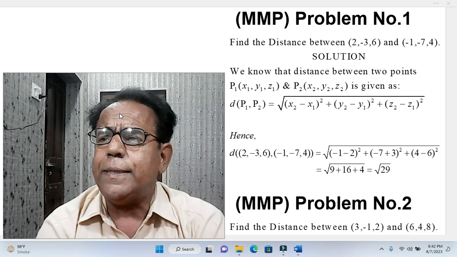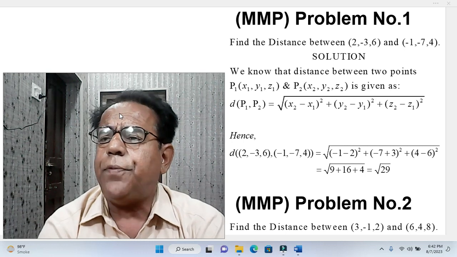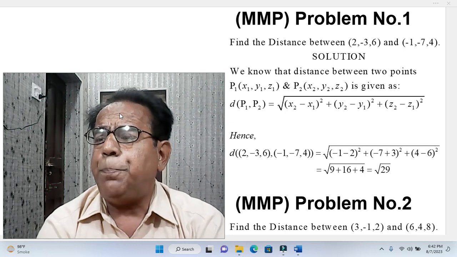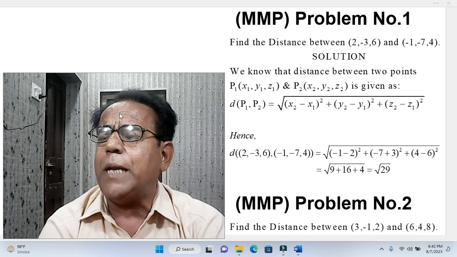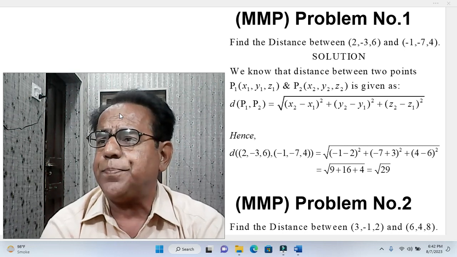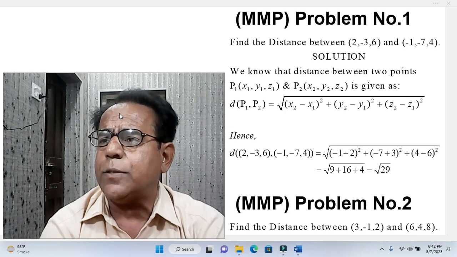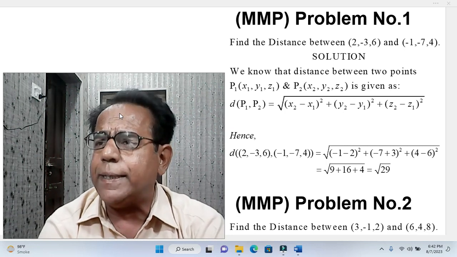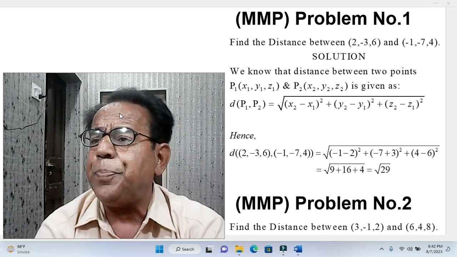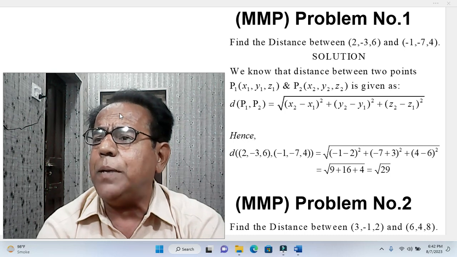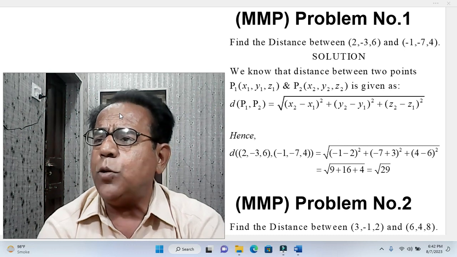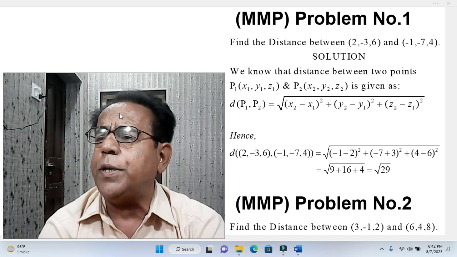So mathematical methods in physics, problem number 1. Find the distance between a point in space, that is 3-dimensional, having coordinates 2, -3, 6, that is x coordinate 2, y coordinate -3 and z coordinate 6, and another point having coordinates -1, -7, 4. That is x coordinate -1, y coordinate -7 and z coordinate 4.